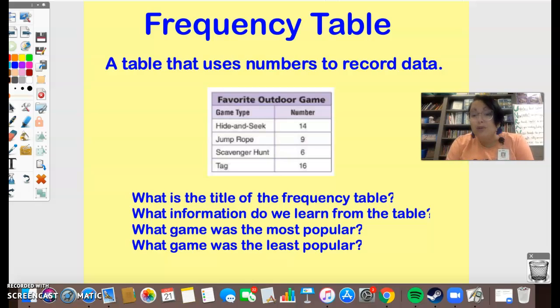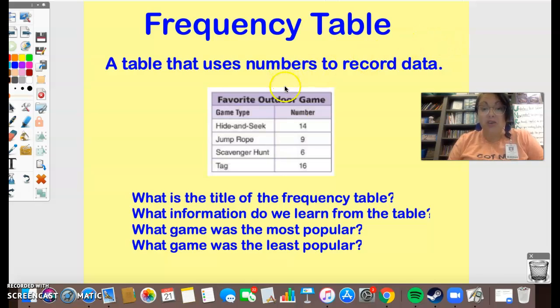You have seen frequency tables in your informational texts in reading. You have seen frequency tables in science. So this is not new. We're just learning what they're called is the main thing today. So a frequency table is just a table that uses numbers to record data.